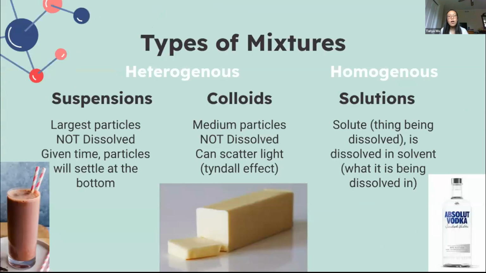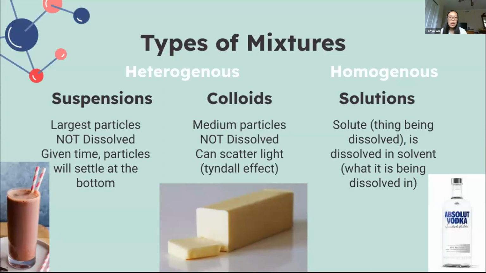Heterogeneous means that it's not completely even throughout, there are bumps throughout. Heterogeneous would be like a bag of Skittles, where there are multiple colors. But homogeneous means that it's even throughout. It's the same everywhere, which would be like Skittles of all the same color.